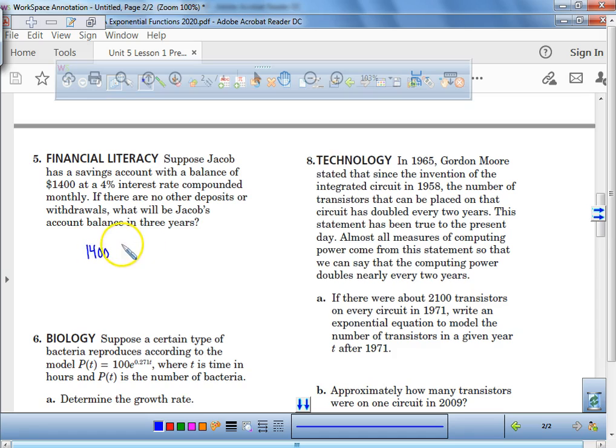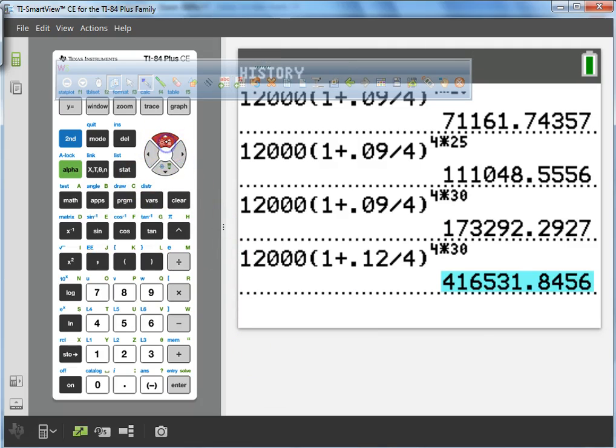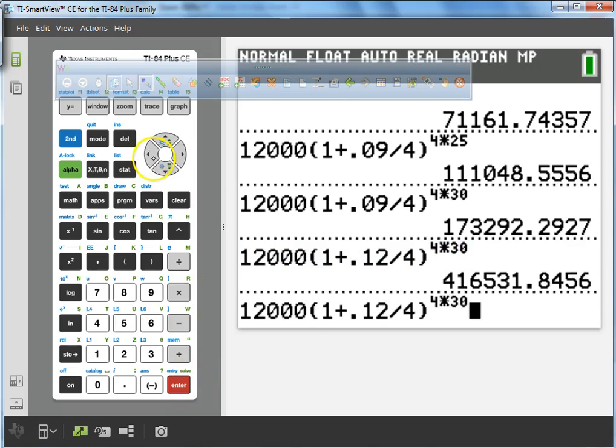What do I do now? Parentheses. 0.04 over 12. We close that, right? And then we do to the power of what? 36. Now, why is it 36? Because it's a power of 12 times 3. So when we do that, I'm just going to scroll up right here. I'm going to grab that. Let's go ahead and edit it real quick.